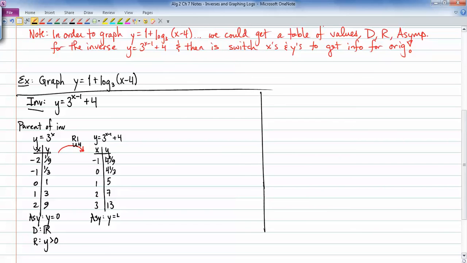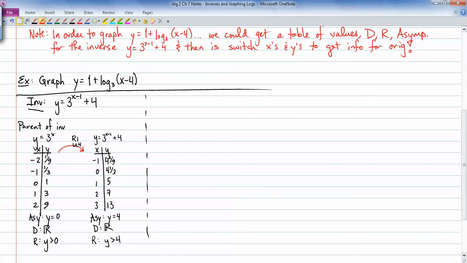y equals 4. My domain, I had to add 1 to all numbers. So if I add 1 to everything, I still get everything. And then my new range, since I added 4 to the y's, it's really y is greater than 4. Okay, so I guess I didn't need to draw that big. Okay, that's for the inverse.